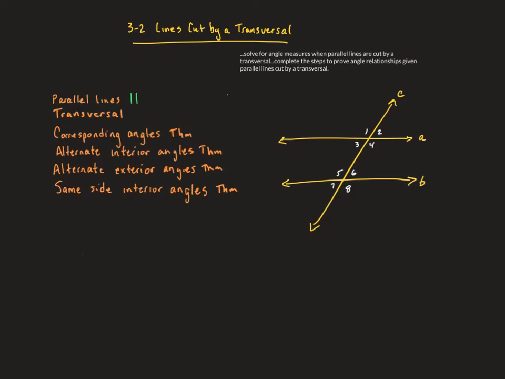So with some basic definitions, a transversal is a line intersecting two or more coplanar lines at different points. So looking here, line C is a transversal of lines A and B. And I did forget to include they are parallel. So there's looking at a transversal and what they do.